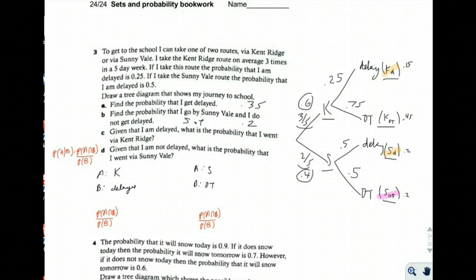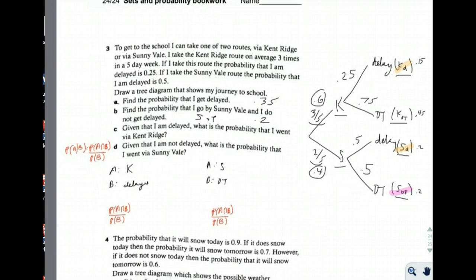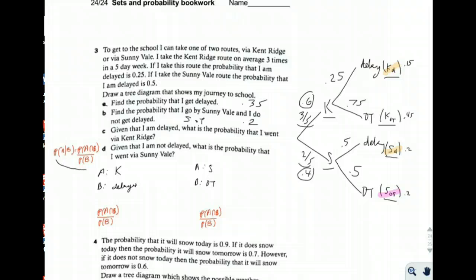Given that I am delayed, what is the probability that I went via Kent Ridge? Okay, so let's go down here. Remember the probability formula for conditional probability. The event A is that I went via Kent Ridge. The event B is that I'm delayed, because given that I'm delayed, what's the probability that I went by Kent Ridge? So to find that, I just need to write the probability of A intersect B over the probability of B. So let's do probability of B first.